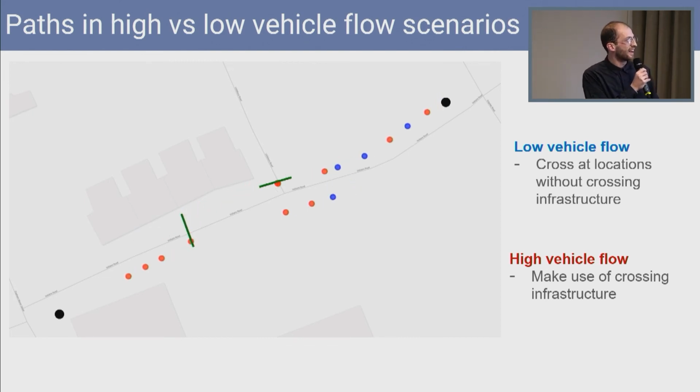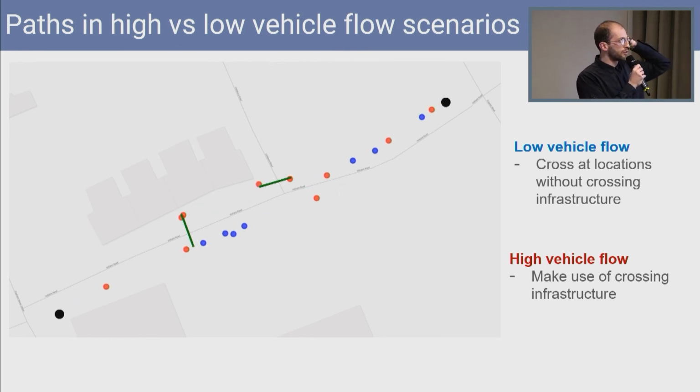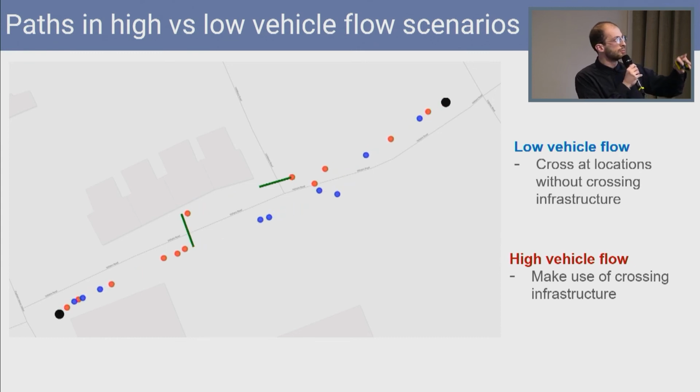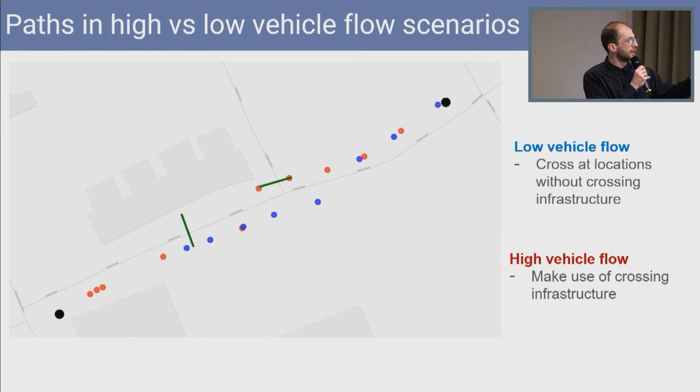Okay, so we run this for a neighbourhood, but here's just what's going on one street. We've got two scenarios here played on top of one another. Agents are moving from an origin to a destination. In red, we've got a high vehicle flow scenario. Those pedestrians are experiencing high vehicle flows. And in blue, low vehicle flows.